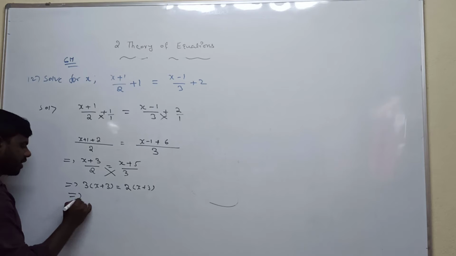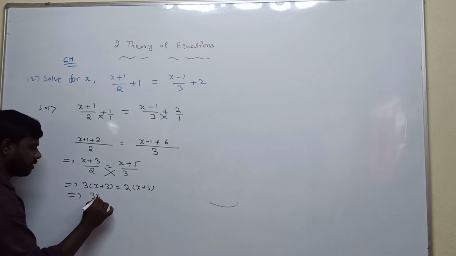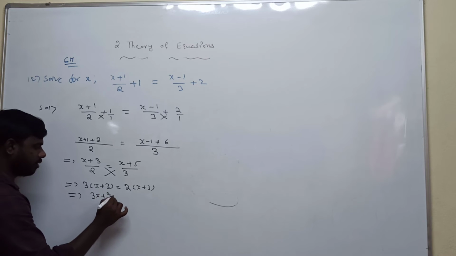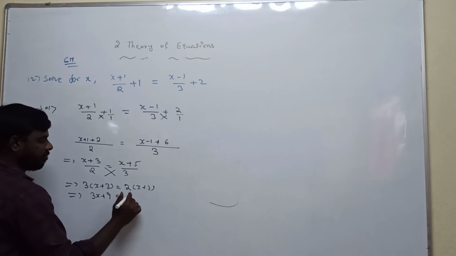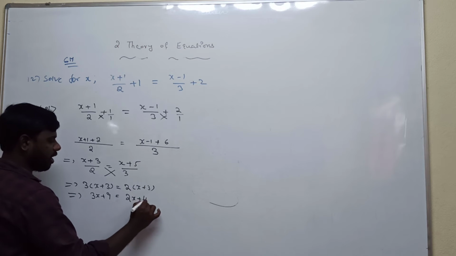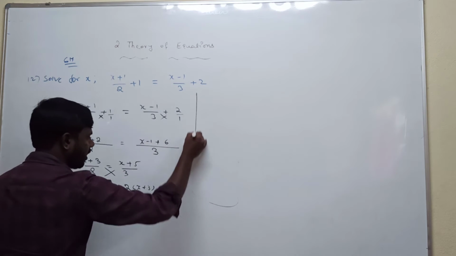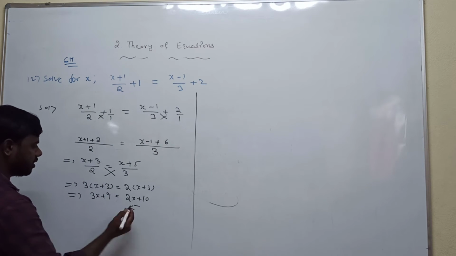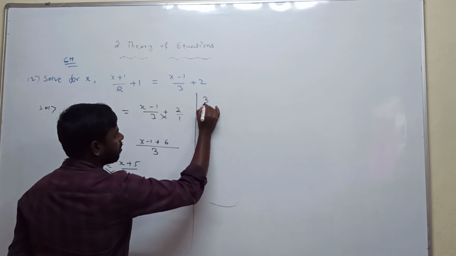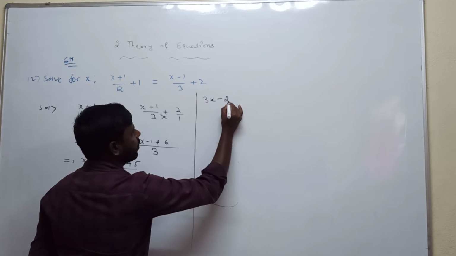Now simplify the left hand side value and right hand side value. 3 into x is 3x, plus 3 threes are 9. So the left is over. Next, simplify the right hand side: 2 into x is 2x, plus 2 into 5 is 10. After that, take x on the left hand side and constants on the right hand side. The plus 2x goes to this side as minus 2x. Already on the left side plus 3x is there.